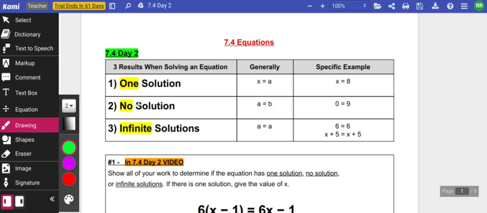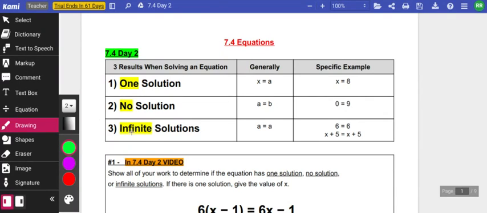There could also be no solution. If you have a equals b, or some number equals a different number, like 0 equals 9. 0 never equals 9. That does not make sense. And so there would be no solution, no value for the variable that would satisfy the equation.